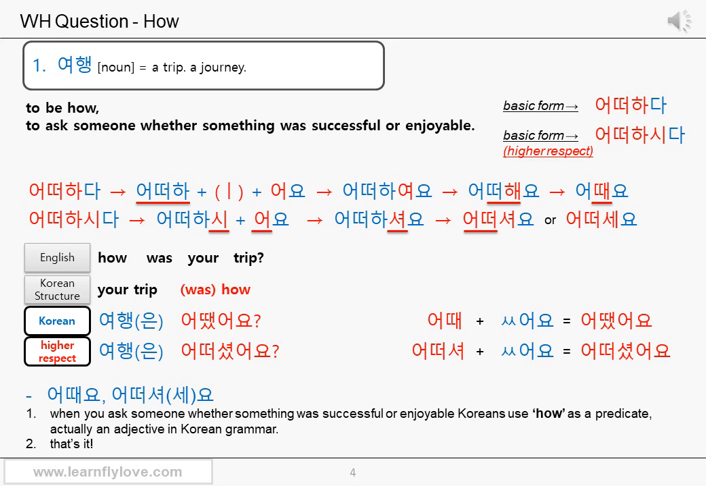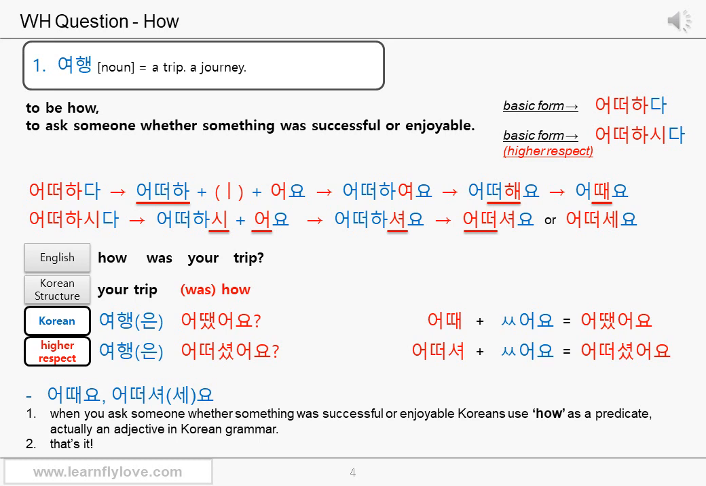Then how do you have to position the words in a Korean sentence? What's the subject? Your trip, right? Be verb here is useless as usual. Let's just put the be verb and interrogative how at the end of the sentence together because we are going to use it as a predicate in a Korean sentence. So it's simply going to be your trip was how. Your trip. You don't need to translate the possessive your. Trip is 여행. 여행 in Korean.